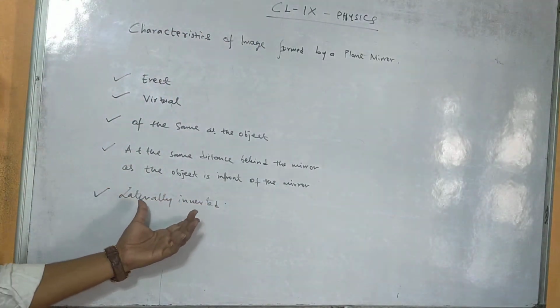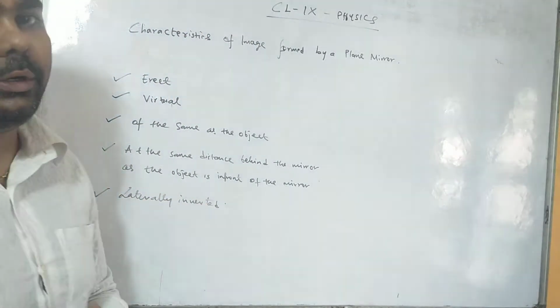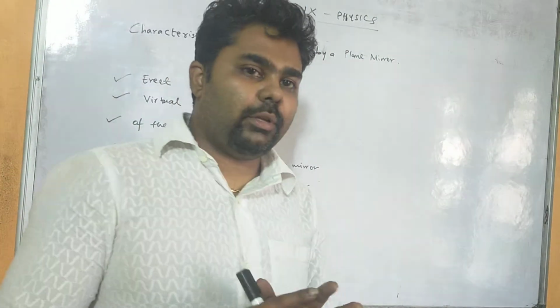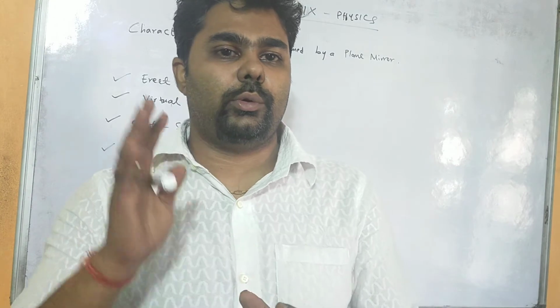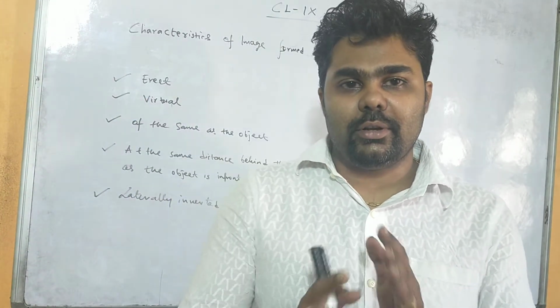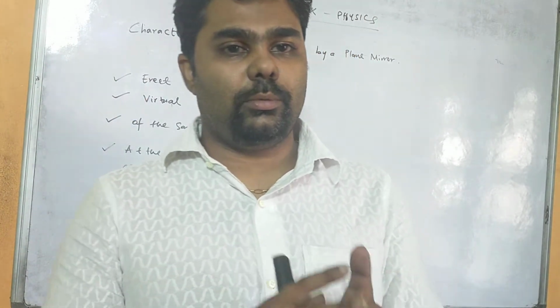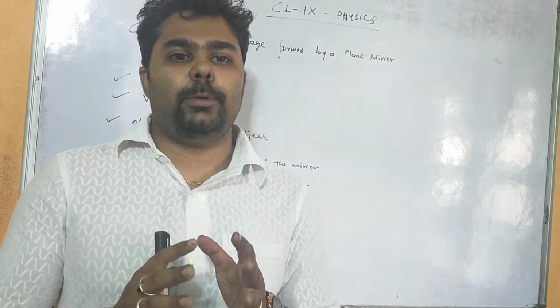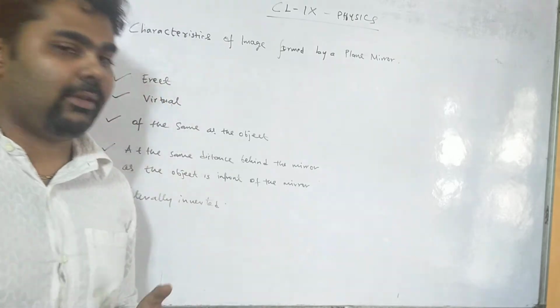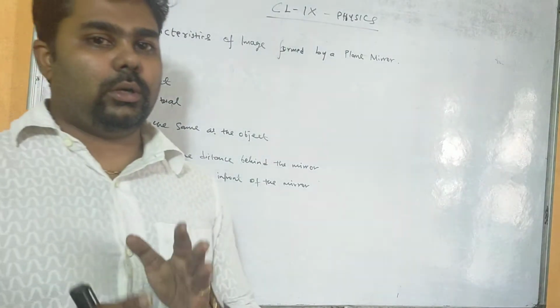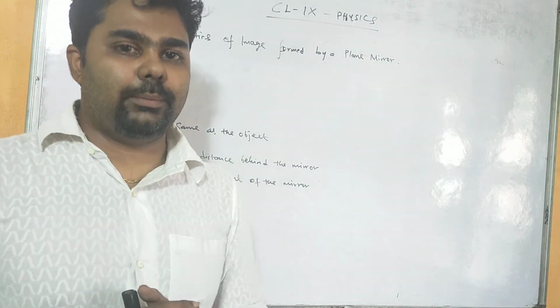Next, the image is laterally inverted, as I have already told. If you are raising your left hand in front of a mirror, the mirror will show you your right hand. That interchange of left and right between object and image position when placed in front of a plane mirror is called lateral inversion, and the object seems to be flipped, right?